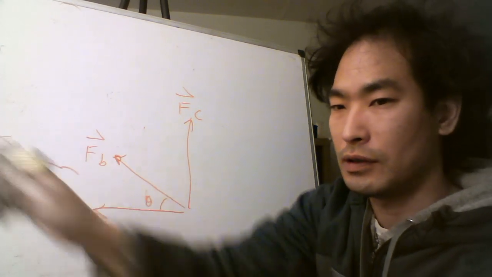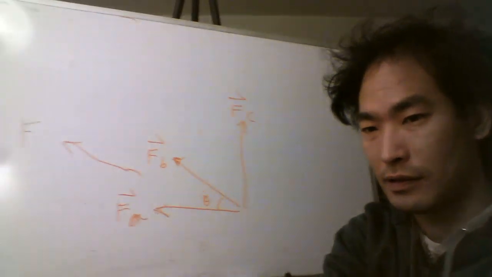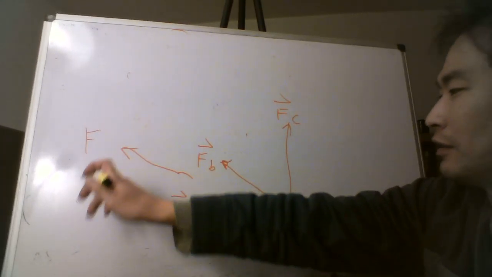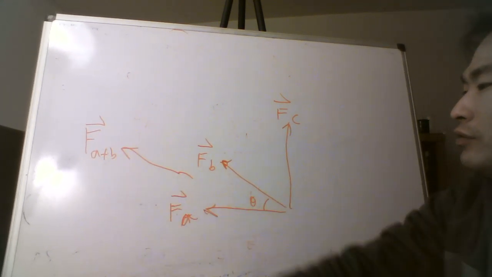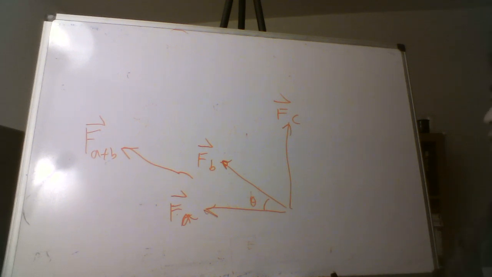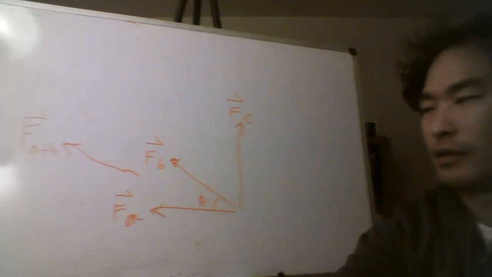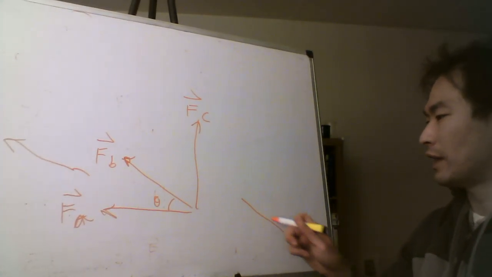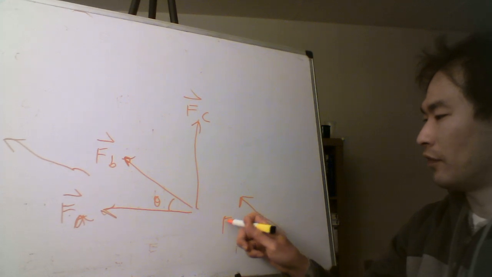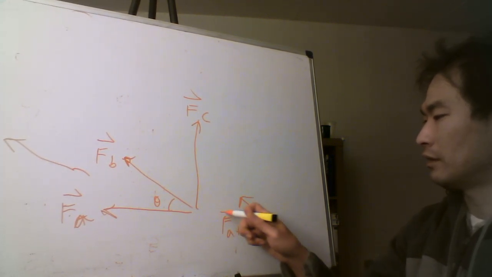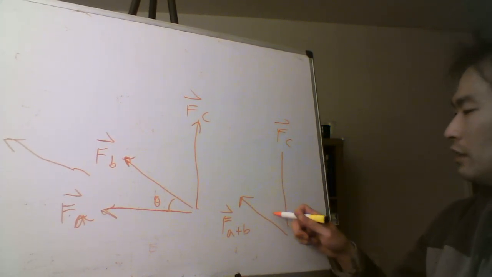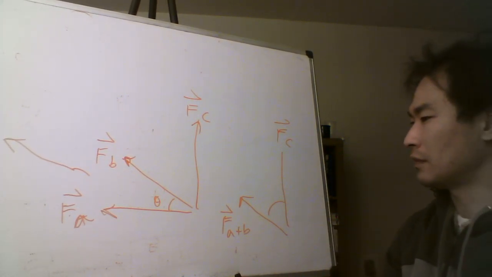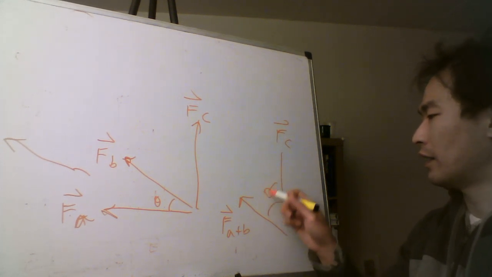F, we call this, oh my goodness, you cannot see this. You don't have to see me. F of A plus B, okay? This is equal to FA plus FB, alright? Now, you have this result vector, which is F of A plus B. And then you have this F of C. We call this theta, phi. We call it phi, okay?